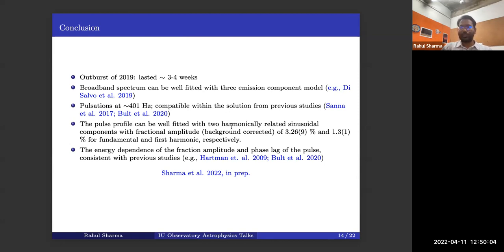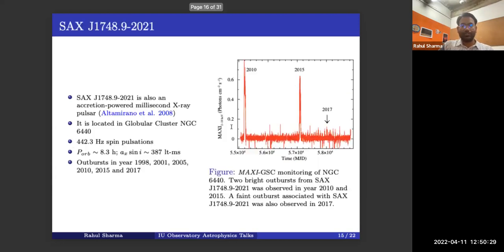So the fundamental component has a fractional amplitude around 3.3%, while the harmonic had a fractional amplitude of around 1.3%. And we also find a very strong dependence of this pulse fraction and the phase lag, or the time lag, of these pulses with the energy. So this work is currently in preparation, and we will soon submit it to a journal.